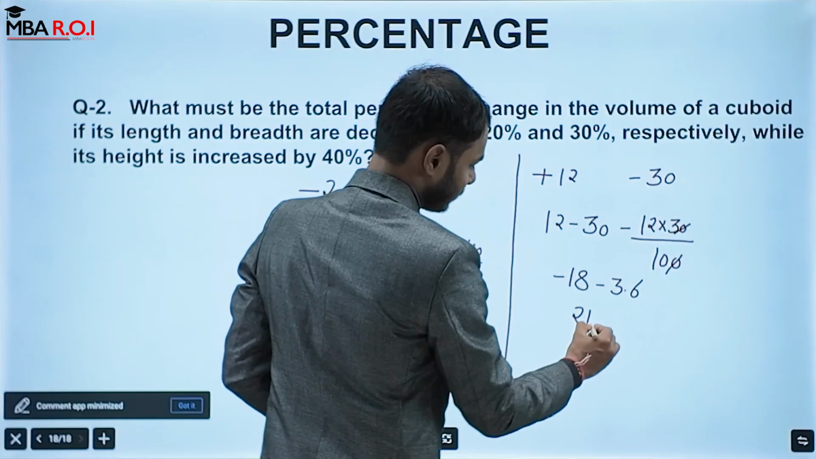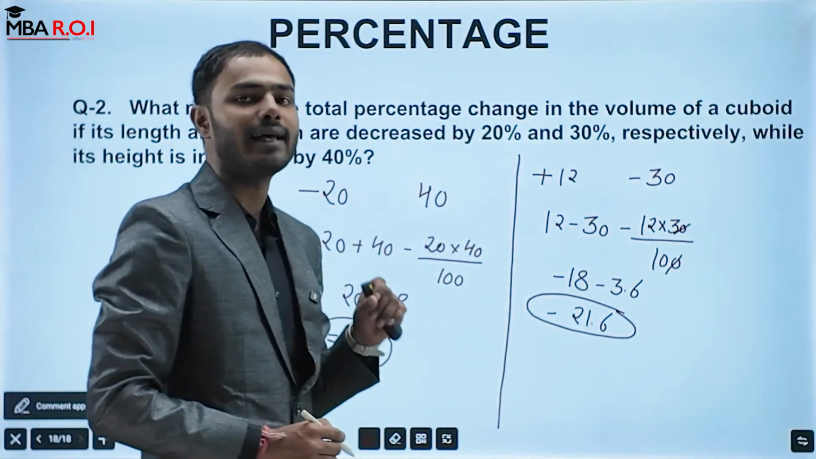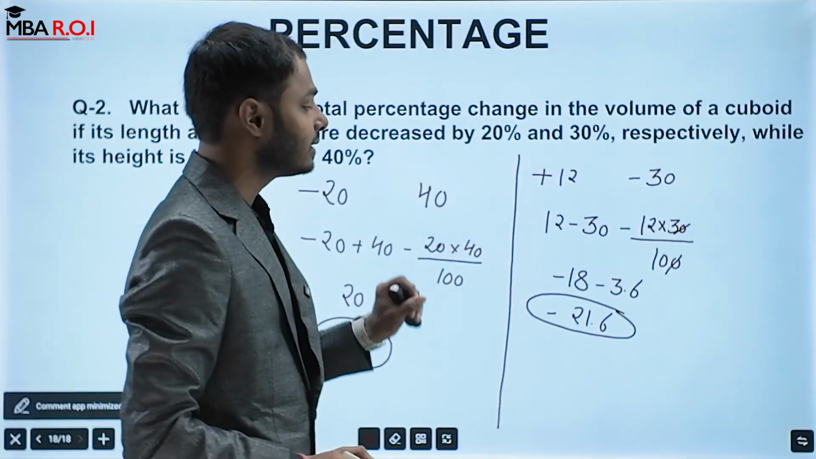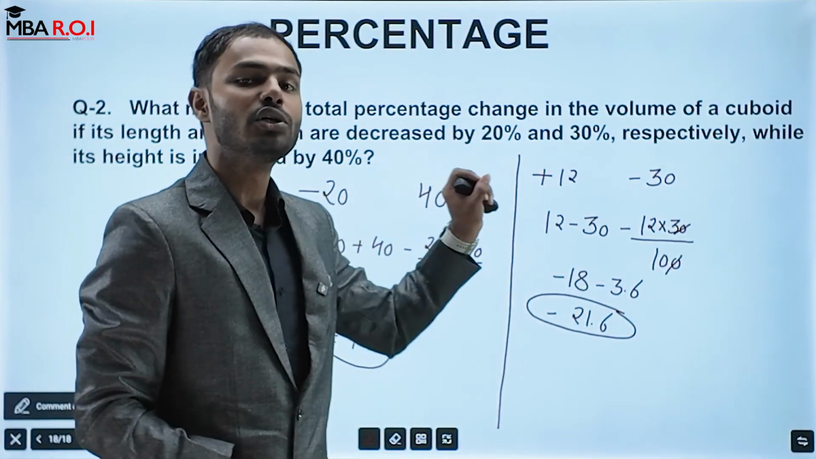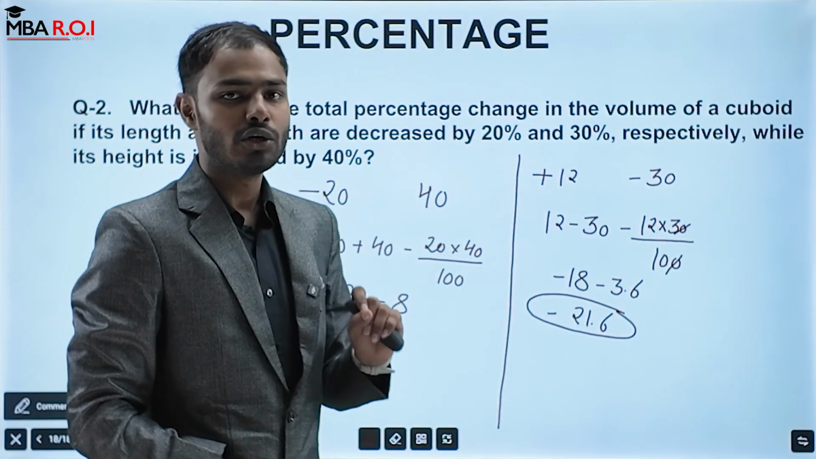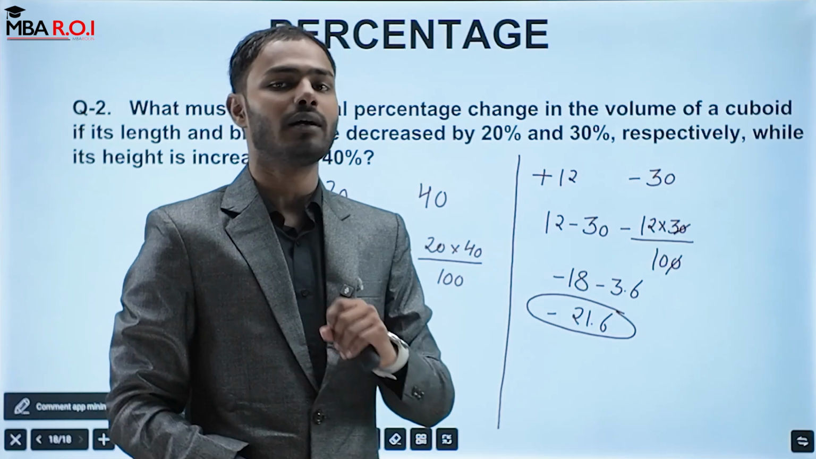So at the end, this will become 21.6 with a negative sign. So we can say that there will be an overall decrease in the volume of 21.6%. So that is the answer in this case. I hope you got this question as well. Now we'll try the third question.